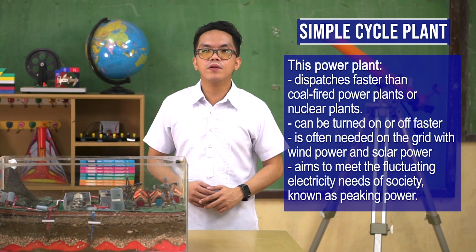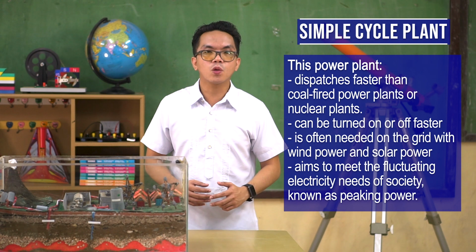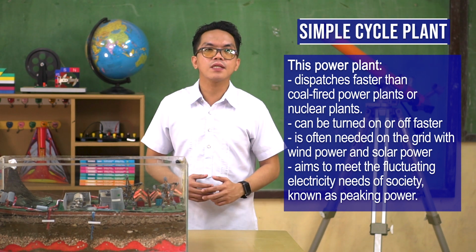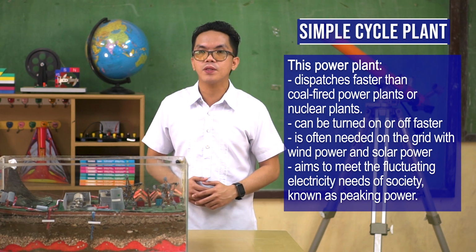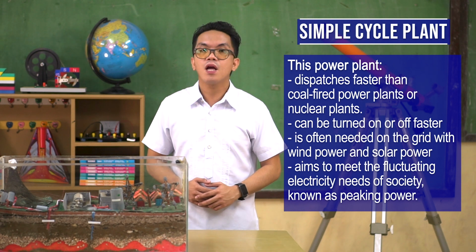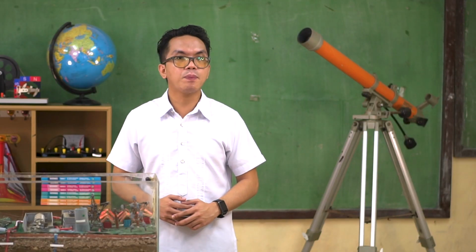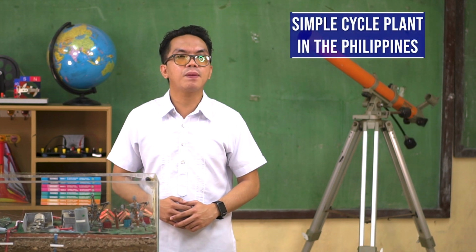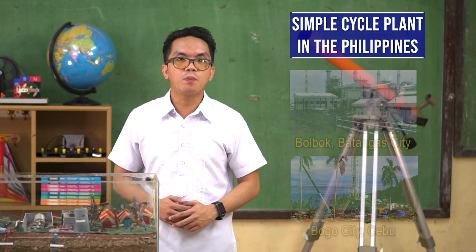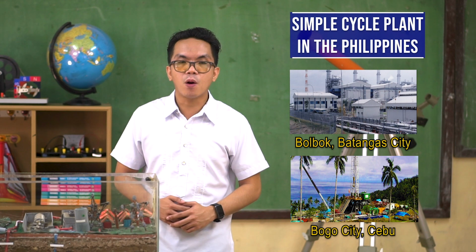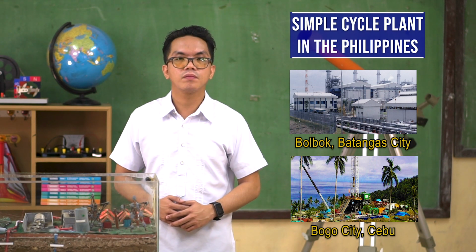Often needed on the grid with wind power and solar power, its purpose is to meet the fluctuating electricity needs of society, known as peaking power. Here in the Philippines, a simple cycle plant can be found at Bolboc, Batangas City and Bogo City, Cebu.